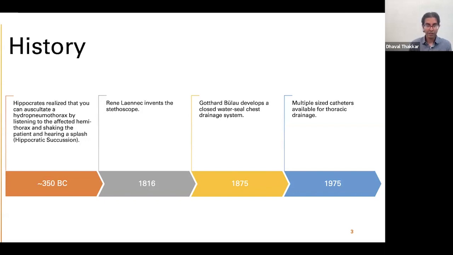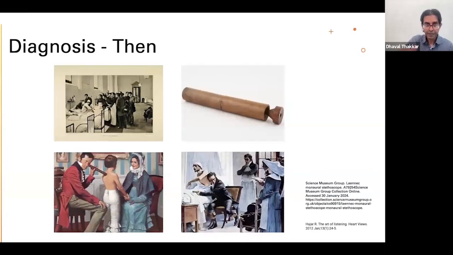So you can see, a long history, but realistically, just in the last few hundred years is when we've really started to be able to manage and assess these things. So just interesting to know.